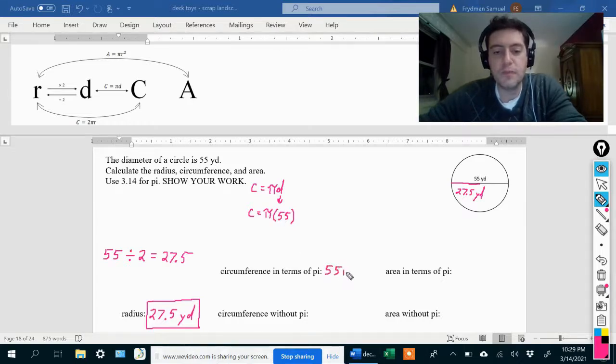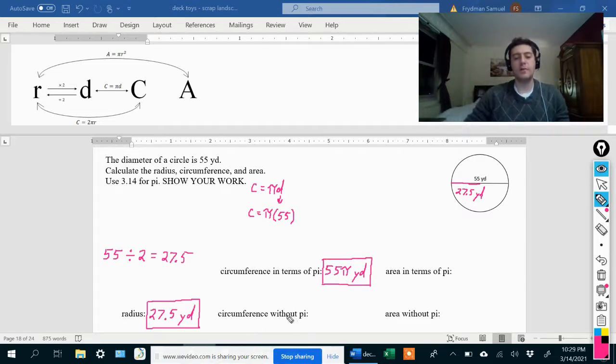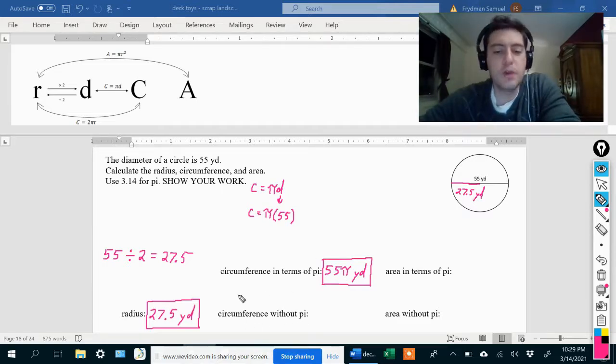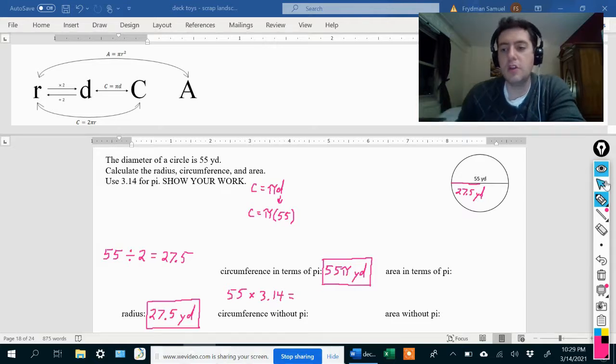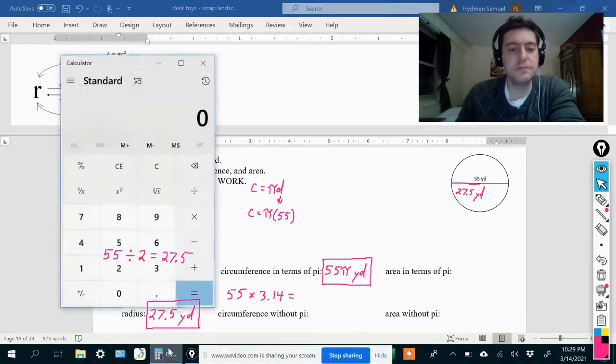And let's just put the units in. Circumference is one-dimensional, just like diameter and radius. So that's just going to be yards, not square yards. Okay, and now let's go ahead and do the circumference without pi, which is pretty simple. We're just going to do 55 times pi, and we're going to use 3.14 for pi. So let's write 55 times 3.14. And you can use the calculator for that. I'm going to.